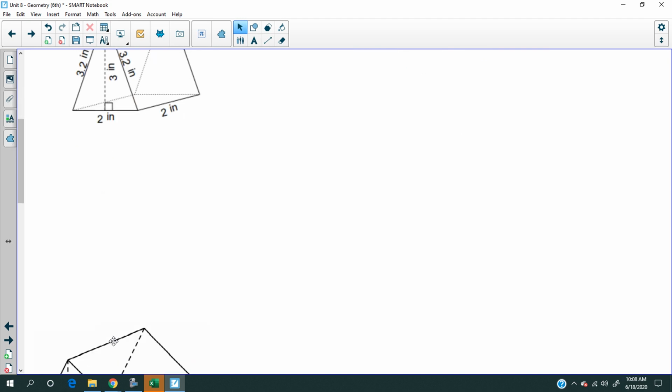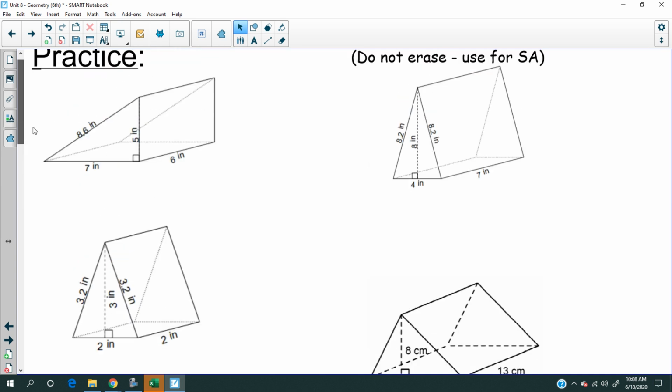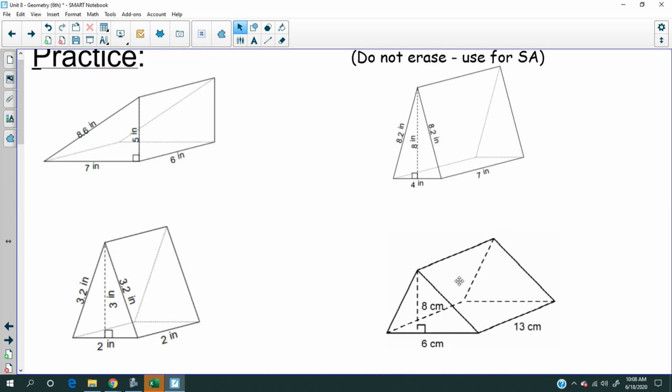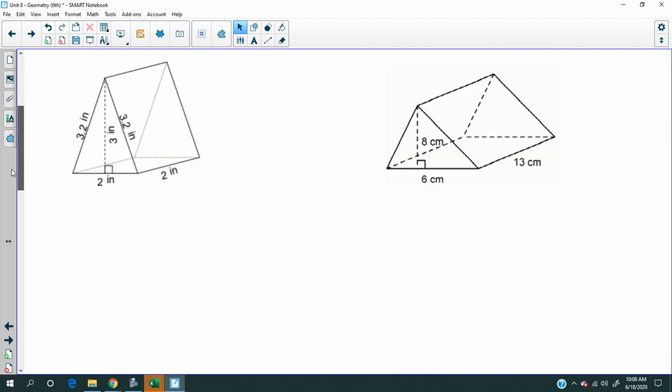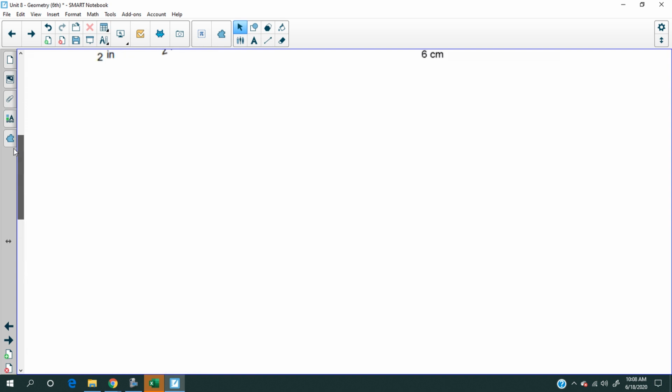Now let's see. Would this be good? Yeah, it should be all right. I mean, I could draw a little smaller. And then we got 3 more. Okay, all right. You know what? Let's worry about that later.